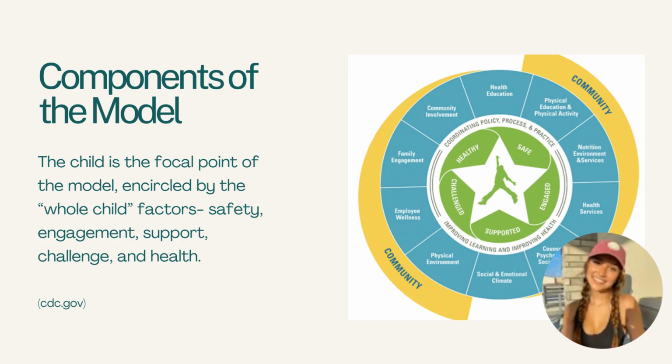Okay, let's break down the model first. We can see that at the center of the model is the child. This child is the focal point of the model, and it's encircled by whole child factors: safety, engagement, support, challenge, and health. These are called the whole child factors because these are things that we look at in order to determine a child's overall health, including mental health, physical health, emotional health, etc.